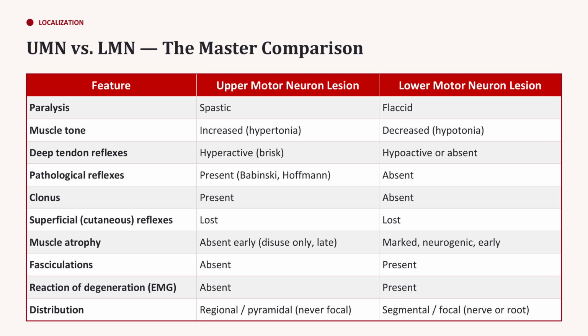And the distribution row is a quiet, high-yield point. UMN weakness follows a regional pyramidal pattern and is never focal, whereas LMN weakness maps to a specific nerve or root. When a case combines features from both columns, think of a disease that hits both neuron populations, the prototype being ALS, which we will return to.